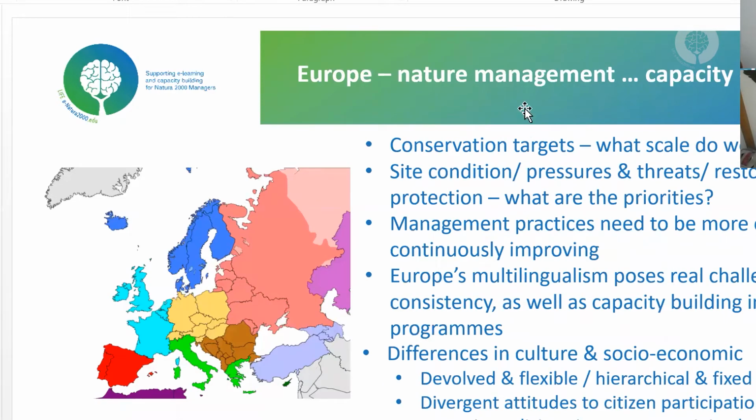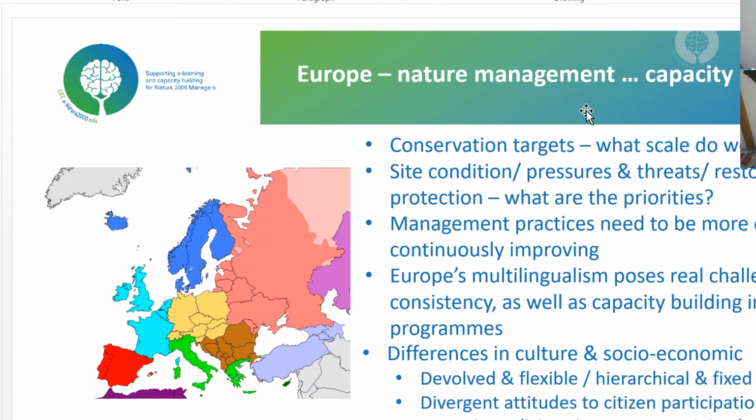In terms of nature management and capacity building specifically, I think within that context, there are different aspects that we should keep in mind when we talk about capacity building programs for nature management. It is phenomenally challenging. What sort of levels or scales should we be working at? Are we working at European level? Are we working at biogeographical level? Are we working at national level, regional level, or site level? And in truth, we're probably working, whether we realize it or not, at all of those levels.